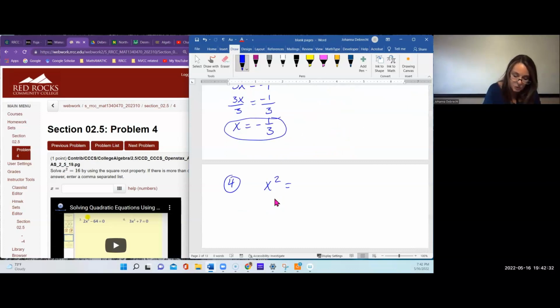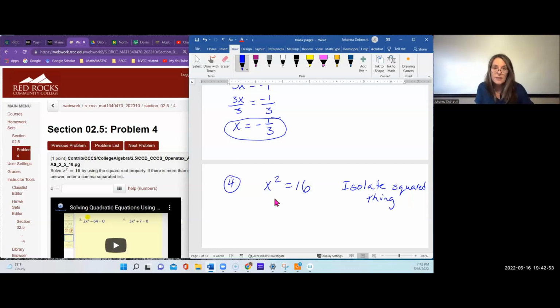Looking at problem number 4, we can see from the beginning that we have already isolated the squared thing. In this case, it is x squared. It's isolated on the left side, and on the right side, we have only a constant number. This is ideal for the square root property. The square root property says if x is being squared, then I can apply the square root to both sides of the equation. However, the side without the variable gets a plus or minus because we don't know anything about x.